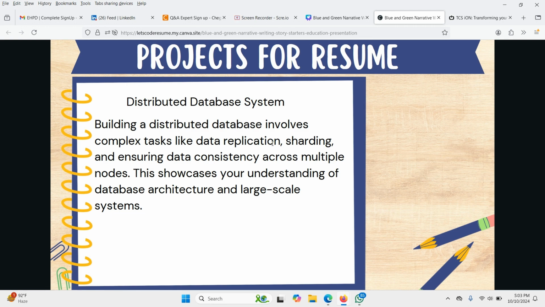Next, you can make a distributed database system. That means it involves complex data replication, ensuring data sharding across multiple nodes. This will focus on understanding database architecture and large-scale systems. That means from the distributed database system, the interviewer will get an idea that you can handle large amounts of data, whether data replication, sharding, or data consistency. So you can handle all this stuff in your hands.